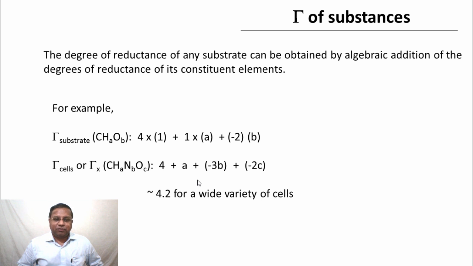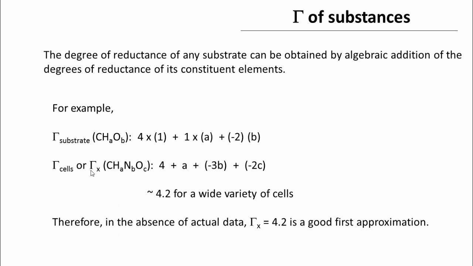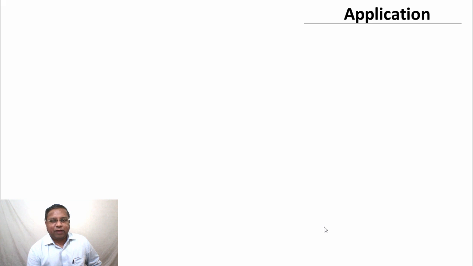the chief parameters have been estimated for a wide variety of substances. These happen to fall within a very narrow range, and therefore if you take the average value of that range as a representative value, we can do first level calculations very easily and get insights into what is happening, which can in turn be used to improve the bioreactor performance. Therefore, in the absence of actual data, gamma of x equals 4.2 is a good first approximation. Let us look at the application of this, a couple of applications, then I will assign a problem.